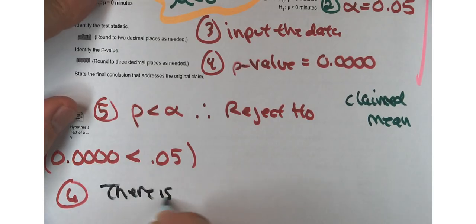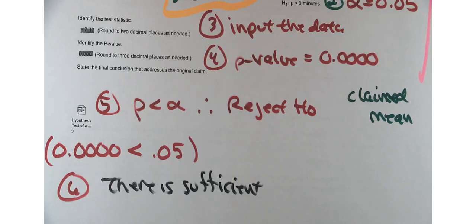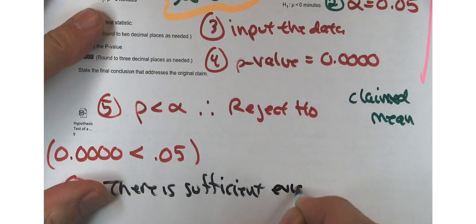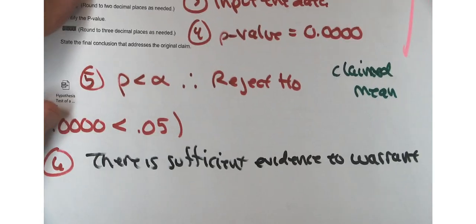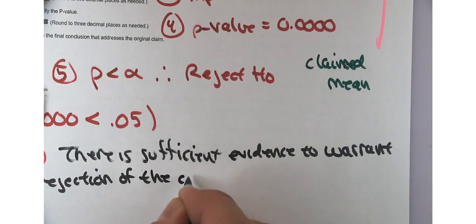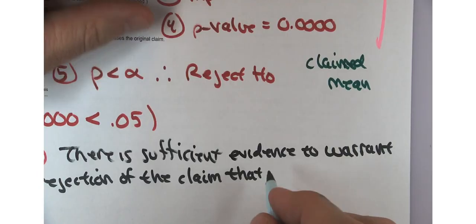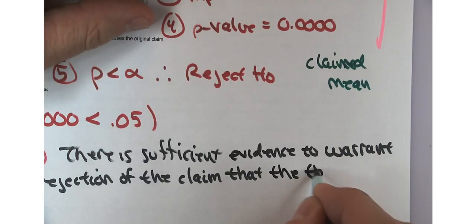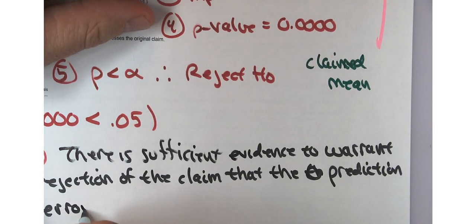There is sufficient evidence to warrant rejection of the claim that the prediction error is equal to 0.